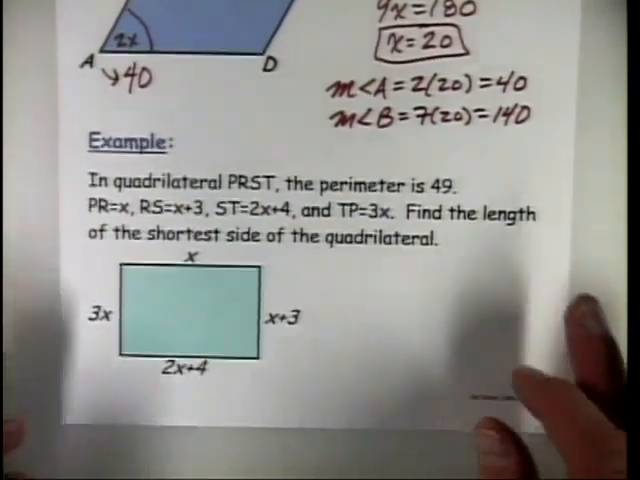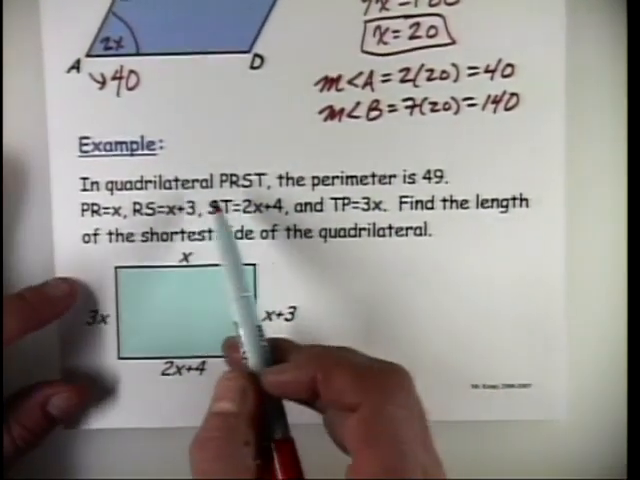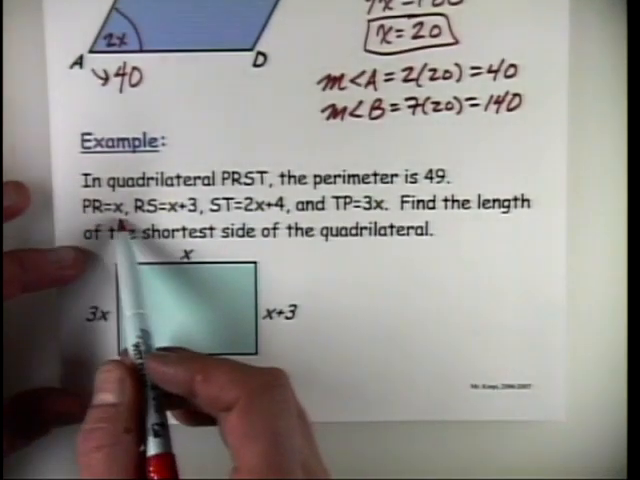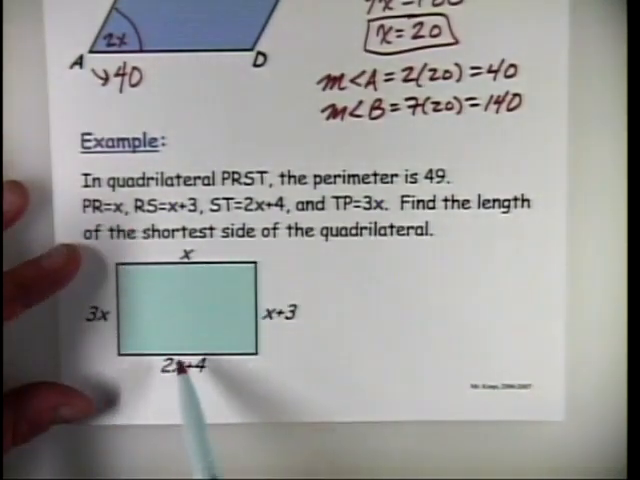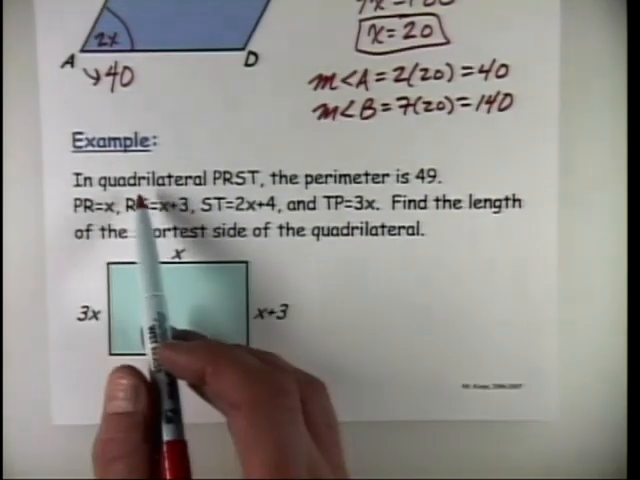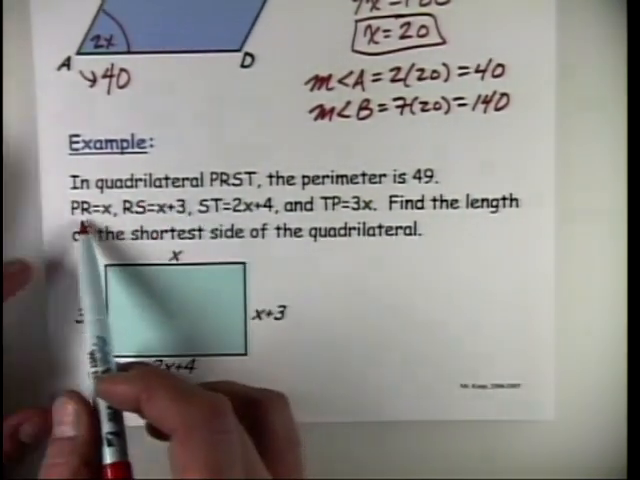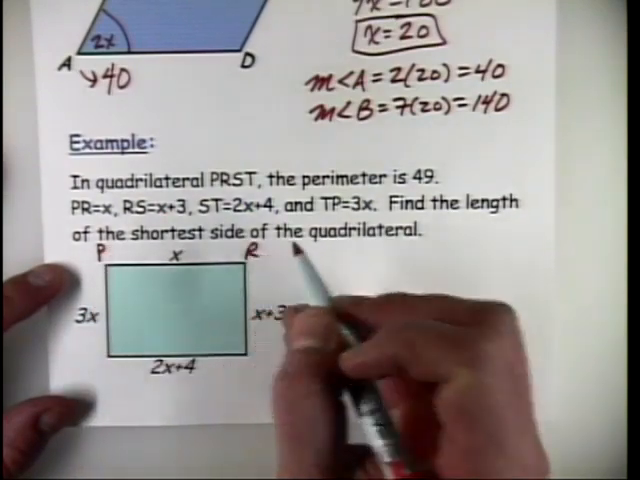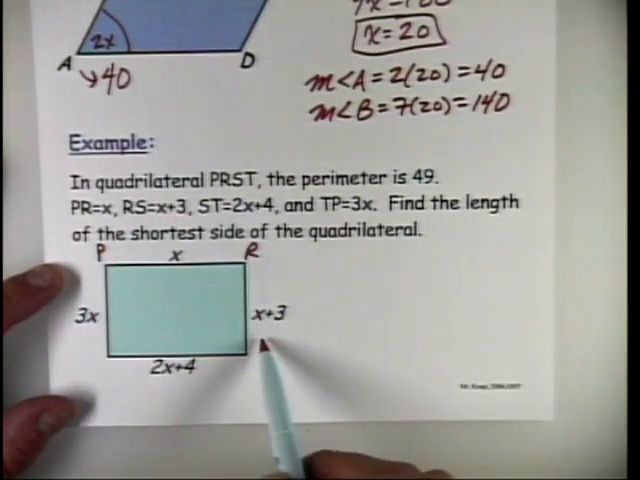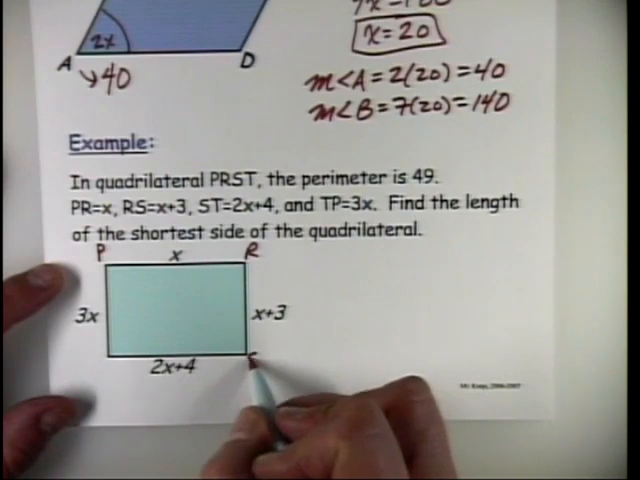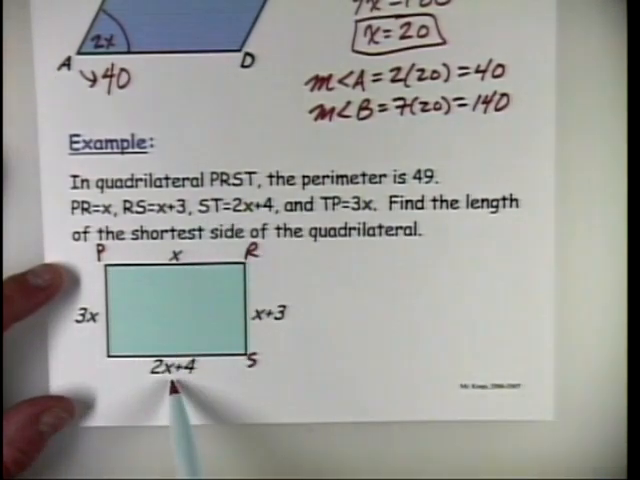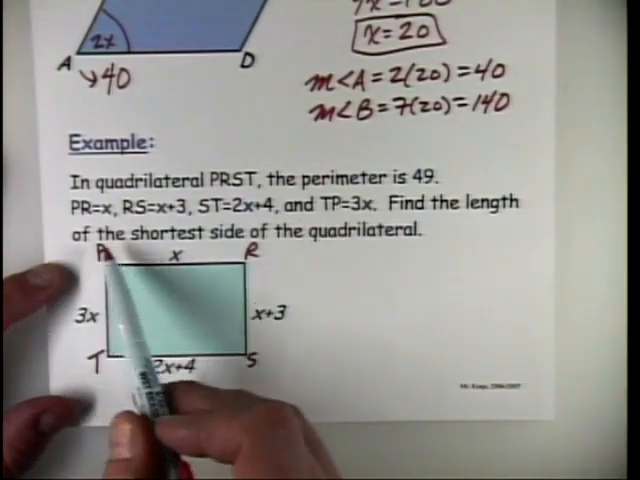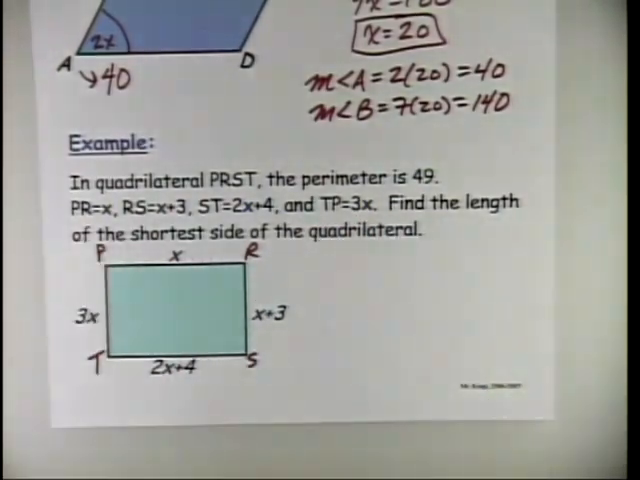All right, another example. In quadrilateral PRST, the perimeter is 49. If PR is equal to x, notice this is not labeled. I can actually label my quadrilateral now by using the notation here. PR is x, so this must be P, this must be R. RS is x plus 3, so here's x plus 3. R, that must be S. ST is 2x plus 4, so if that's S, this must be T. And a quick check, TP is 3x. So now I have it labeled.